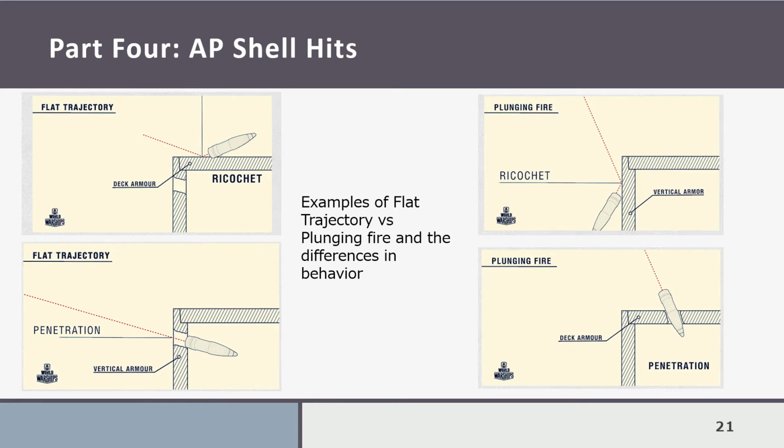Okay, thank you. And as we see here, there's an example of how different trajectories will affect whether or not this AP is going to bounce. On the left-hand side, we have a very flat trajectory shell, and on a horizontal piece of armor there is a simple bounce, but on a vertical piece of armor, it penetrates through. On the right-hand side, plunging fire ricochets off of a vertical piece of armor. My apologies. And on a horizontal piece of armor, it's able to penetrate through. This obviously assumes that the shell has enough ability to penetrate the armor, but if it can, this is basically what will occur.